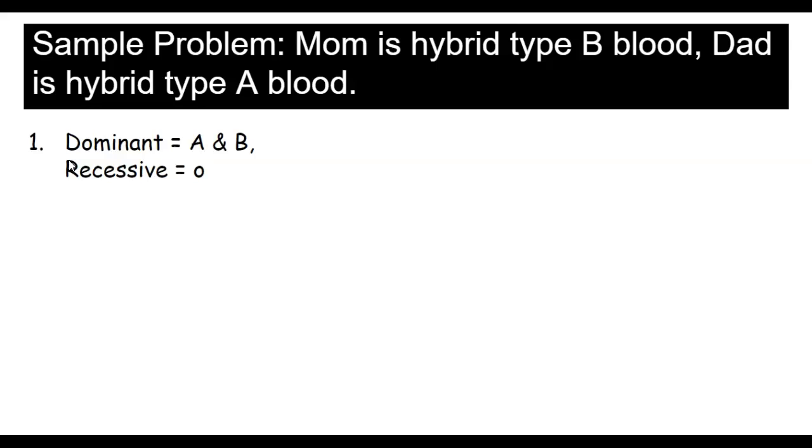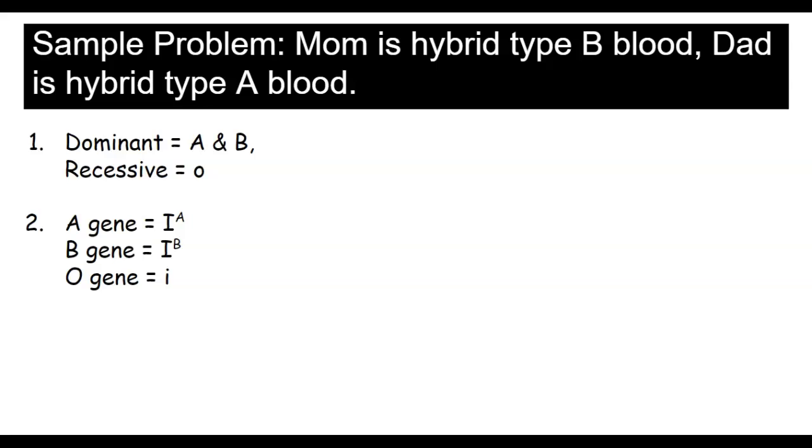So what letter is gonna represent A? It's gonna be A, right? So the A gene is gonna be IA, B gene, IB, O gene is gonna be lowercase i. And this will be all the same for all of them, okay? Now we have to figure out what mom and dad are.